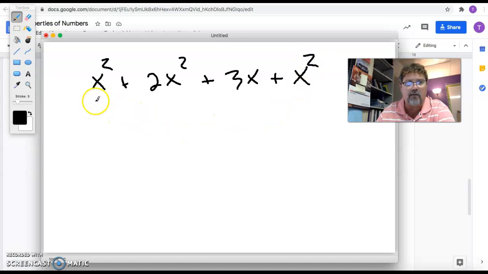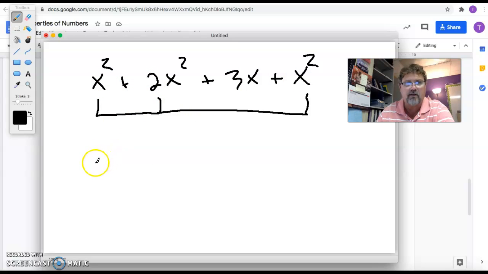I know that I can rearrange this in any order that I want to combine these things. This combines with this, and it combines with this. It doesn't combine with this 3x, right? So in other words, I can call this x squared plus 2x squared plus x squared. Otherwise, a person could move them together, right? Any order you want.